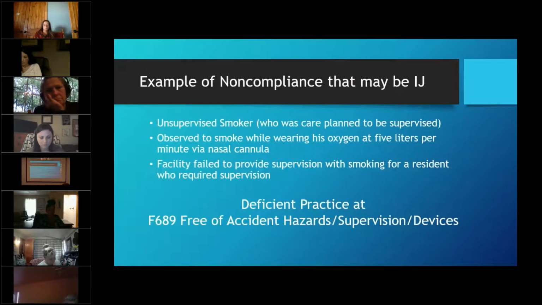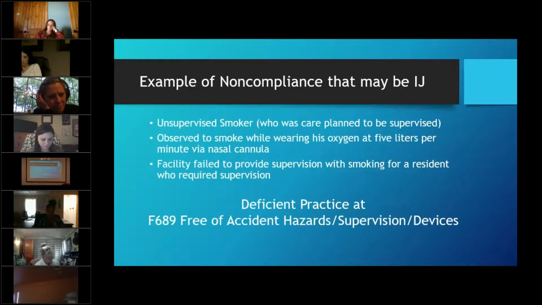Okay, example of a non-compliance that may be an IJ. You have an unsupervised smoker who was care planned to be supervised. So you have non-compliance already because the facility doesn't have him supervised, correct? Okay. He was observed to smoke while wearing his oxygen at 5 liters per minute via nasal cannula. So then you have a serious likelihood right there, right?